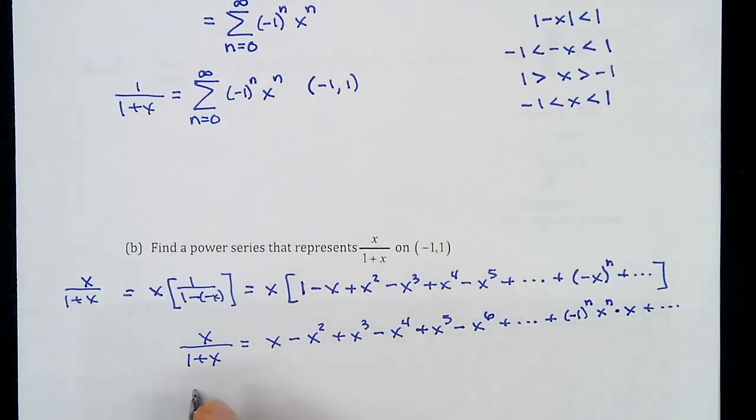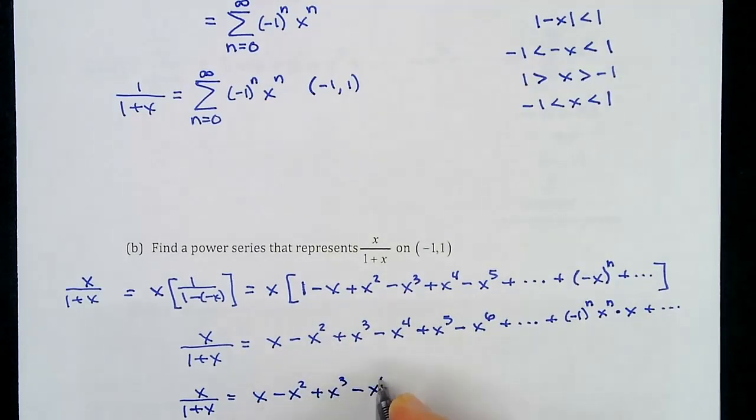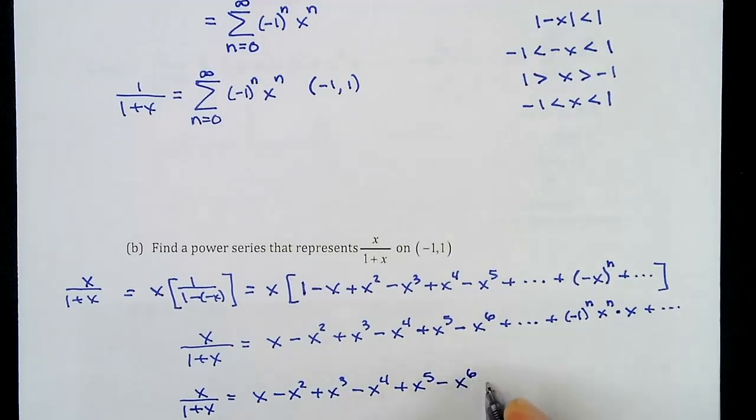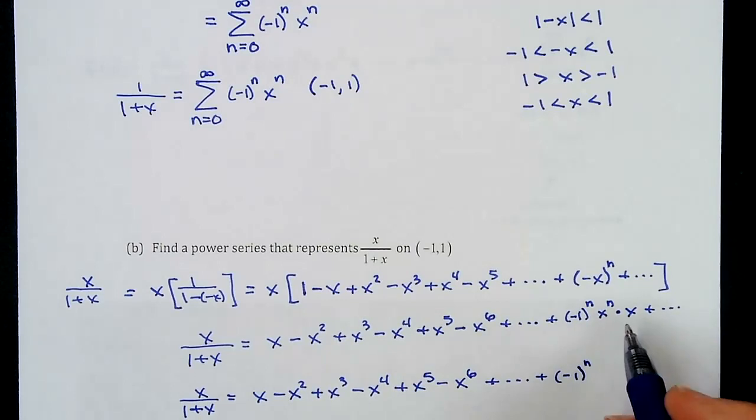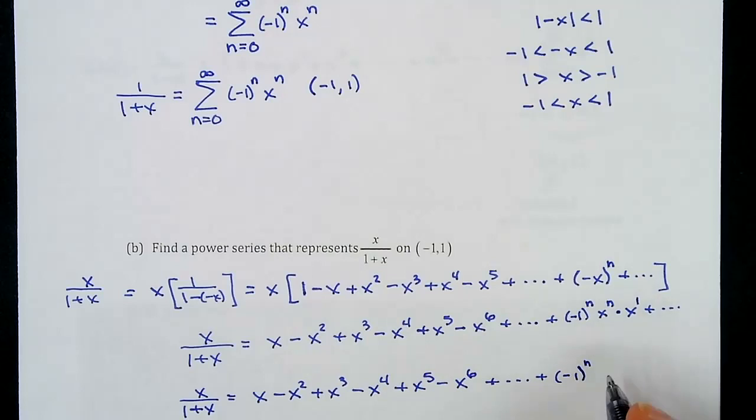So that means x over 1 plus x could be written as x minus x squared plus x cubed minus x to the 4th plus x to the 5th minus x to the 6th plus ... And then we could write this plus -1 to the n, and then we have x to the n times x. Well, there's an exponent of 1 right here, so we're going to add these exponents. So this becomes x to the n plus 1 power. And then plus, we can't forget this, plus ... because it has to go forever.